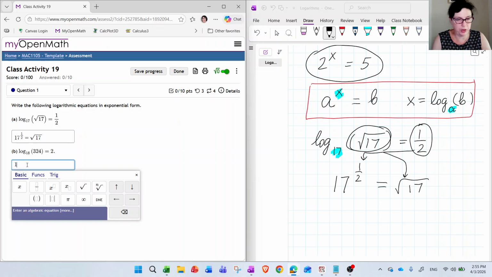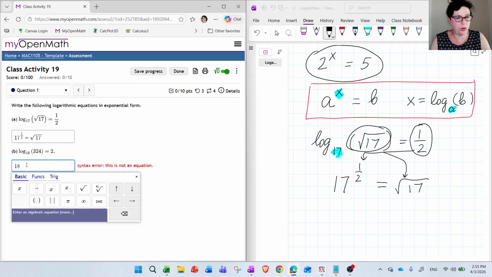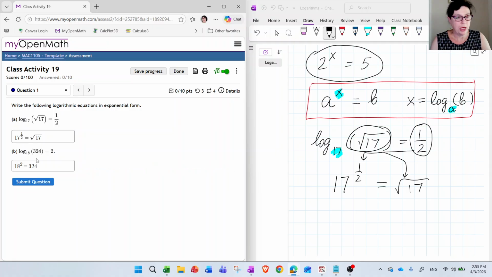Now, similarly, what's going to happen here? So I'm going to start with the base. I raise it to the power of the answer, which is 2, and then I make it equal to, well, whatever is in parentheses over here, which is 324. So these two expressions are really equivalent. One of them is called the logarithmic, and the other one is exponential, but they mean the same exact thing.